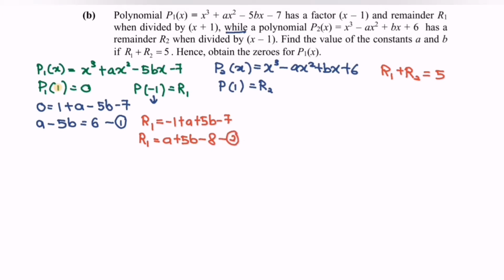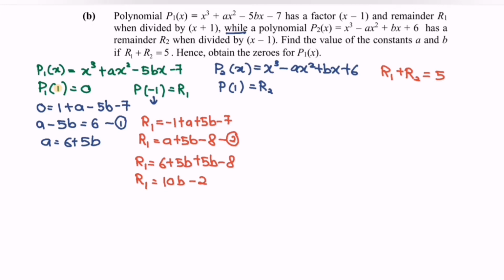Next, my suggestion is to simplify the first and the second equation. So in here we notice that we have a = 6 + 5b. So substitute equation 1 into the second equation. So we will have r1 = 6 + 5b + 5b - 8. So r1 will be equal to 10b - 2.